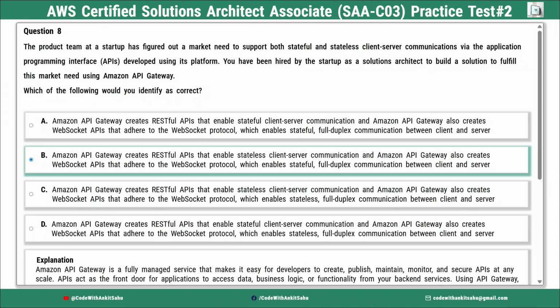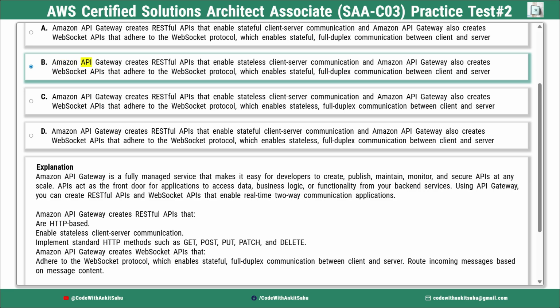Correct answer. Option B. Amazon API Gateway creates RESTful APIs that enable stateless client-server communication, and Amazon API Gateway also creates WebSocket APIs that adhere to the WebSocket protocol, which enables stateful, full-duplex communication between client and server.